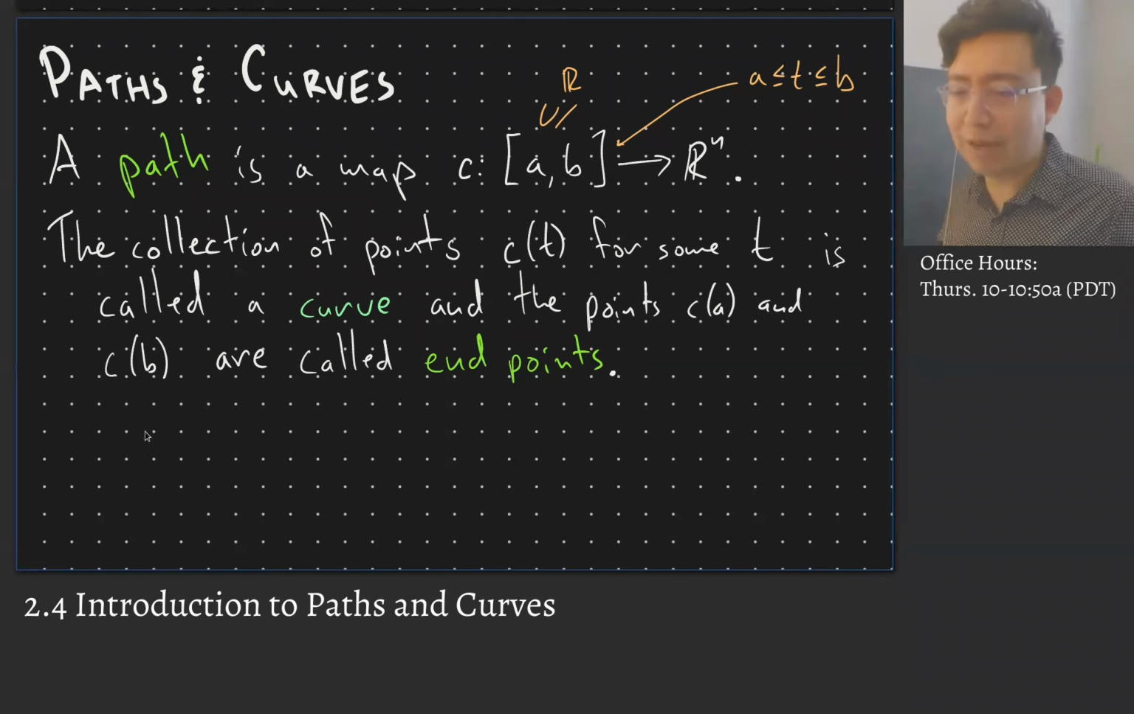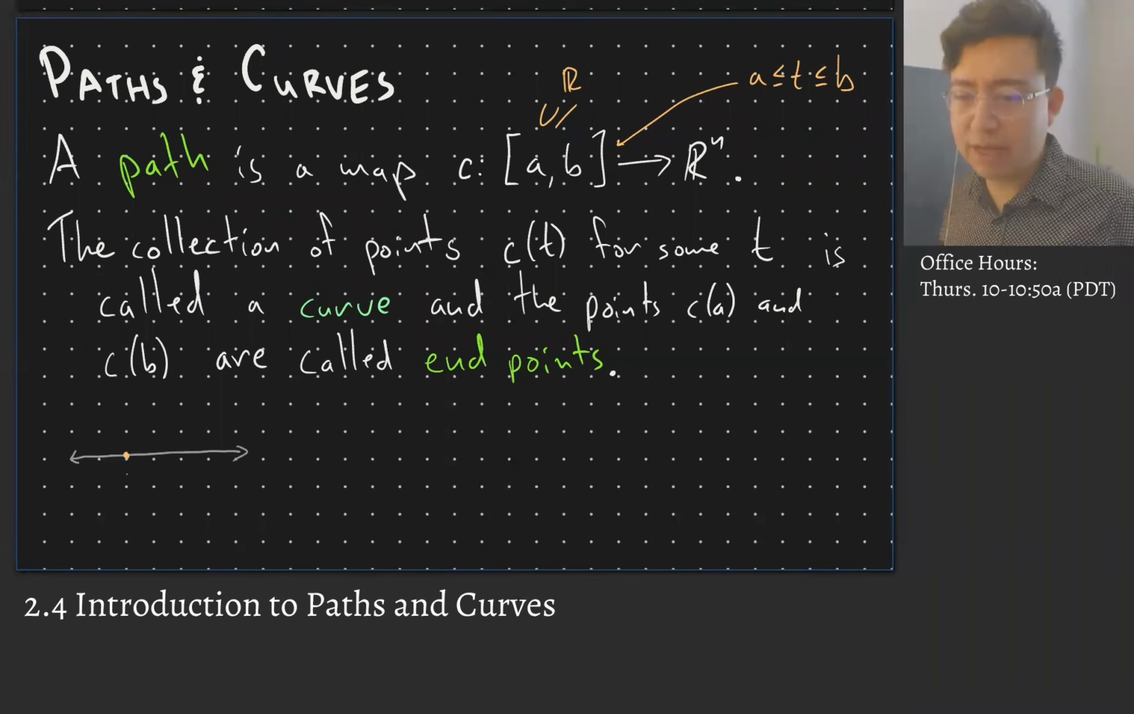Basically what's happening is we have the real line living out here somewhere. I might even do something like this. And then you have a certain interval.